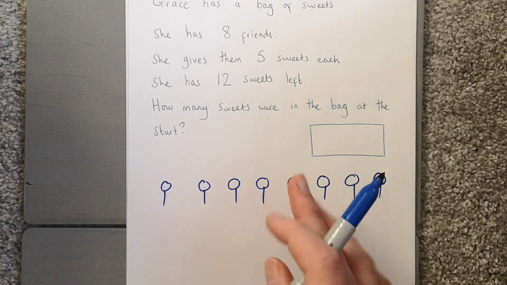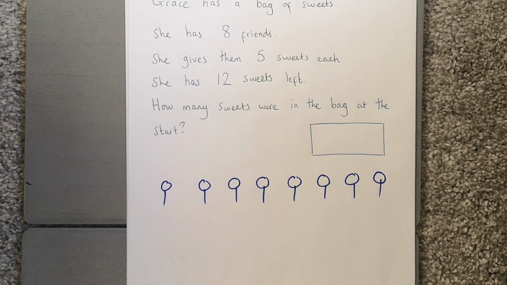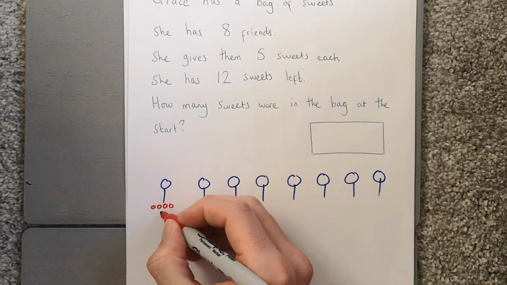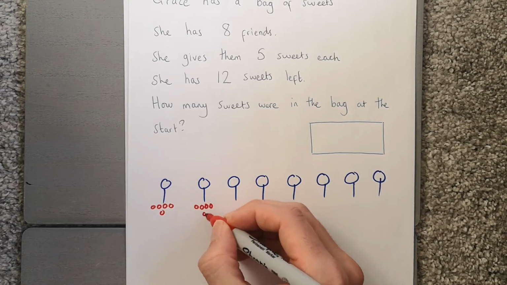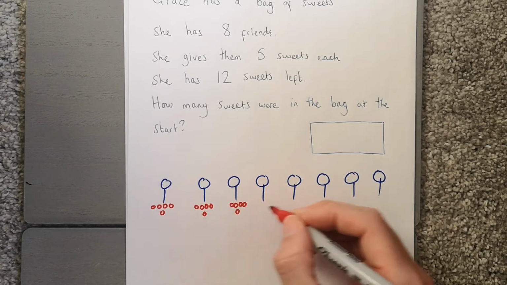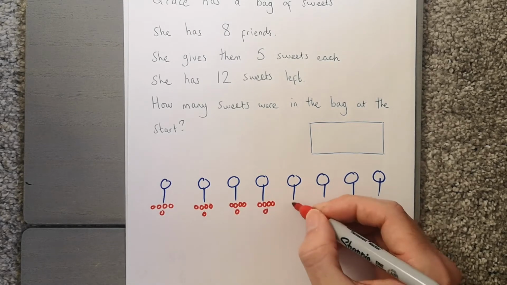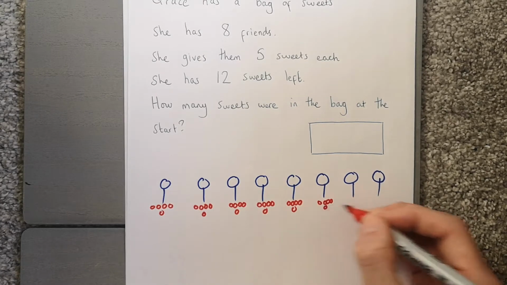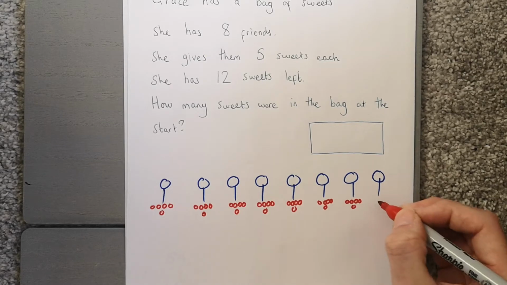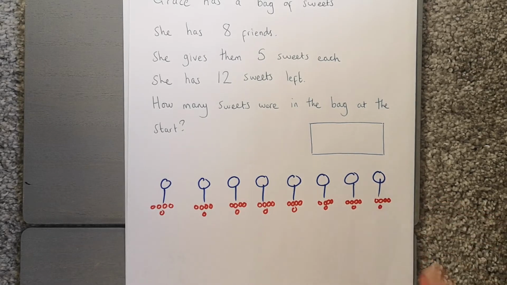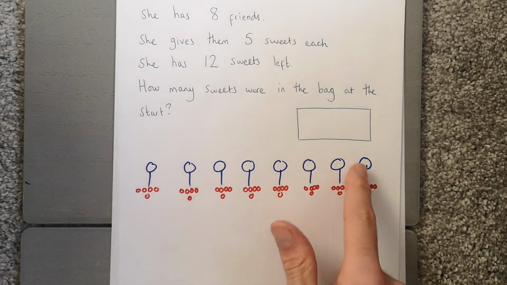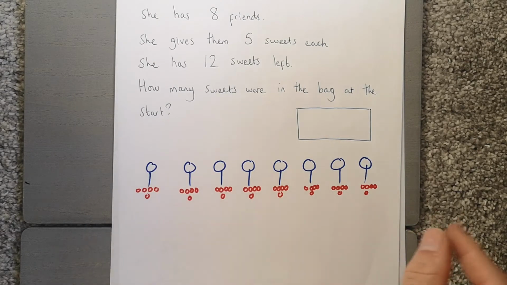Now let's give them 5 sweets each. 1, 2, 3, 4, 5 for each of the 8 people. Now, that's what she's told us: she has 8 friends and she's given 5 sweets each to them.